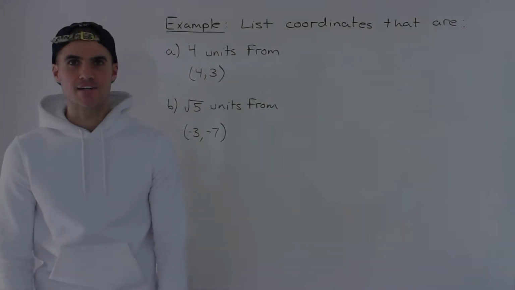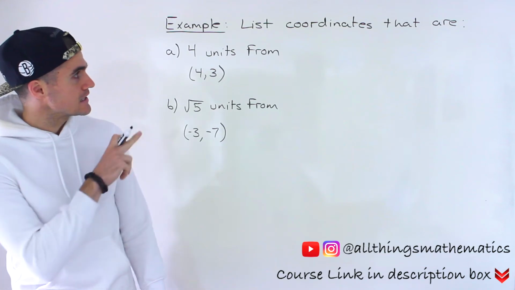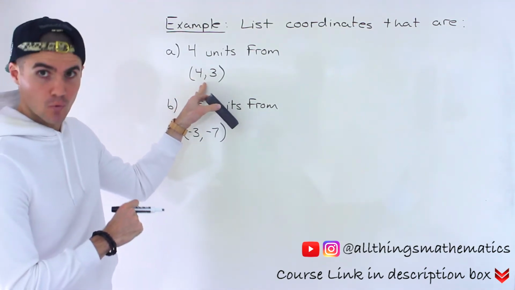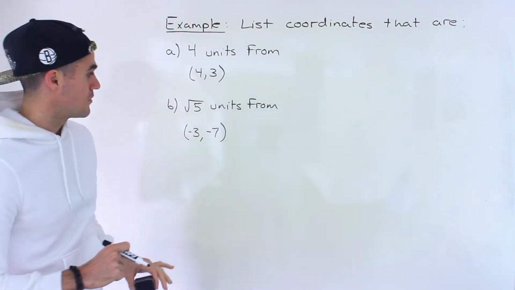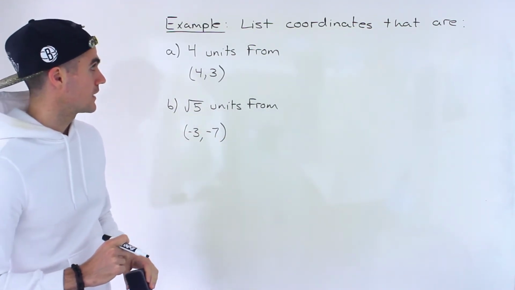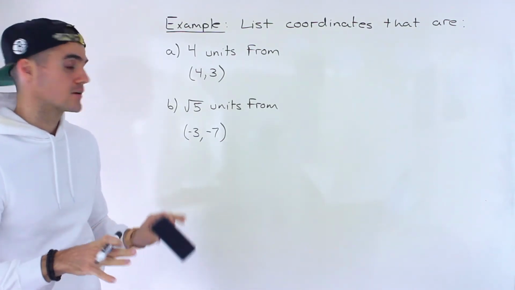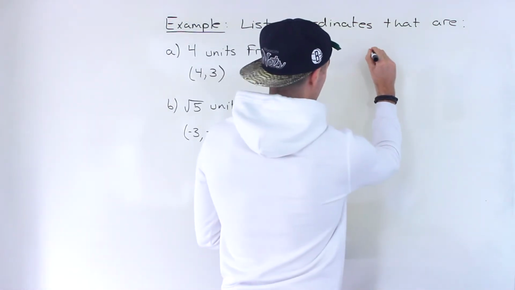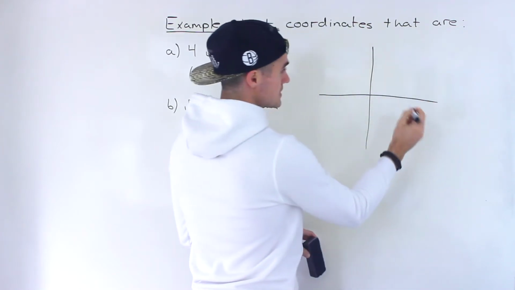Welcome back everyone, Patrick here, and in this next video what we have to do is list coordinates that are either 4 units from this coordinate, (4, 3), or root 5 units from this coordinate, (-3, -7). So a fairly popular question that can come up, and there's many ways to do this. Starting with the first one, let me show you the easiest way to do it.